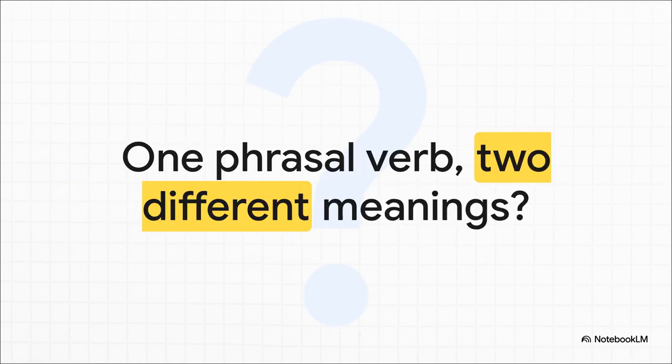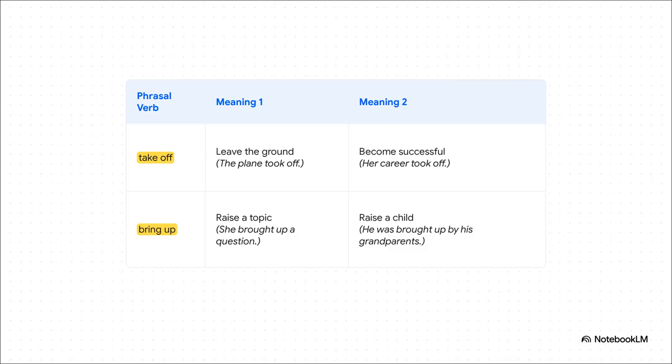All right, let's throw a little curveball in here. What happens when the exact same phrasal verb means two totally different things? It all boils down to one thing: context. Let's take a look. A plane can take off from a runway, right? But someone's career can also take off and become successful. You can bring up a question in a meeting, or you can bring up a child. The context is your best friend here. It tells you everything you need to know.